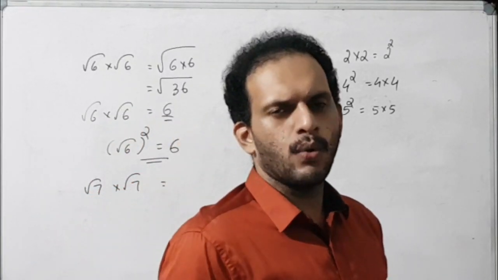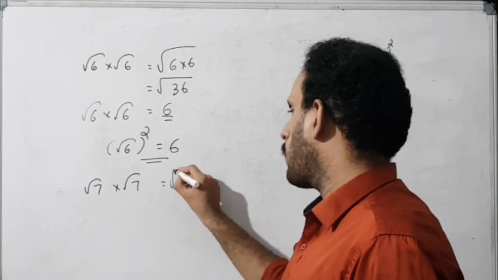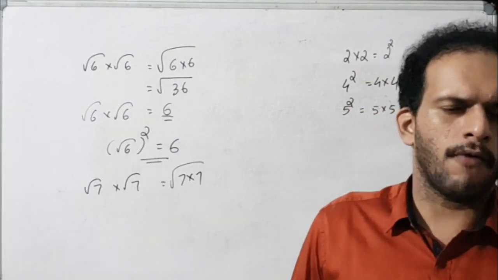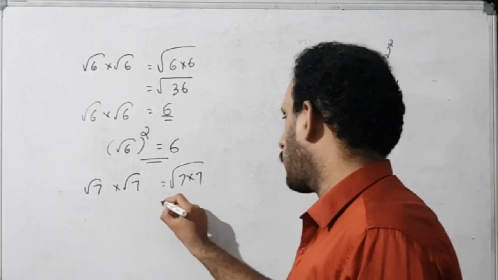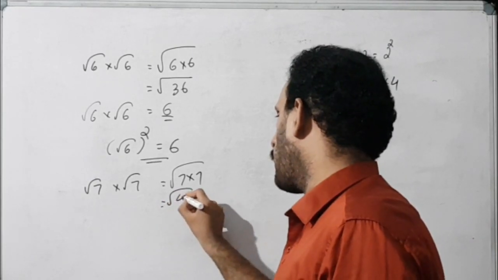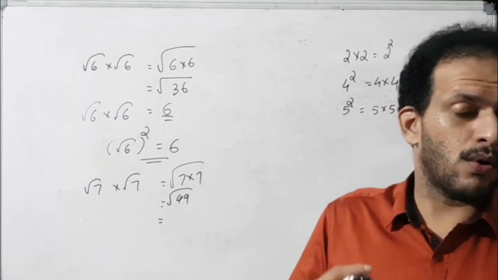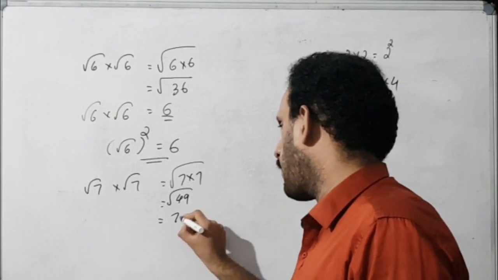Root 7 into root 7. How do we do? We do like this, root of 7 into 7. What is root of 7 into 7? 7 into 7 is 49. Correct? Root of 49 is equal to what? What is the square root of 49? The square root of 49 is 7.